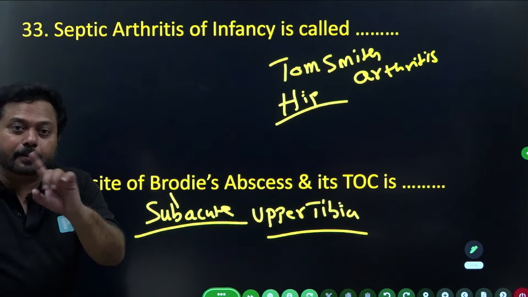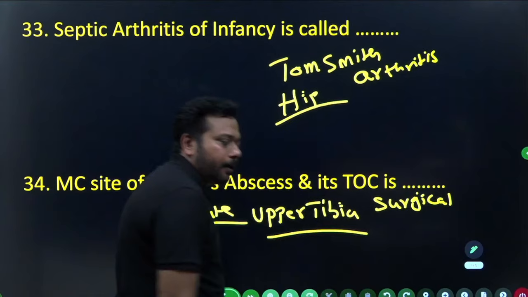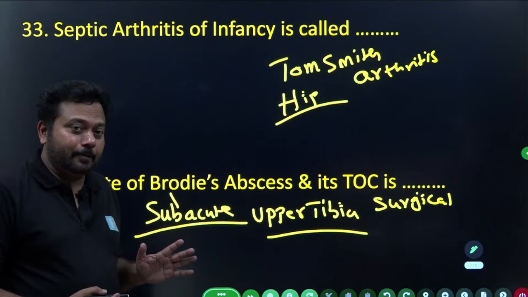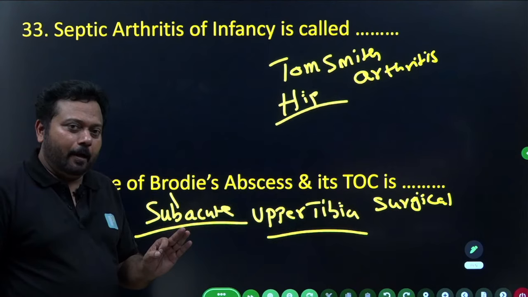That's the point I want to stress. One liner. I have no time to explain, I want to explain a lot. Subacute Brodie's abscess. Okay. So I will restrict myself. It is a subacute osteomyelitis, most common site is the upper end of tibia. Treatment of choice is surgical drainage. It won't respond to medicine.